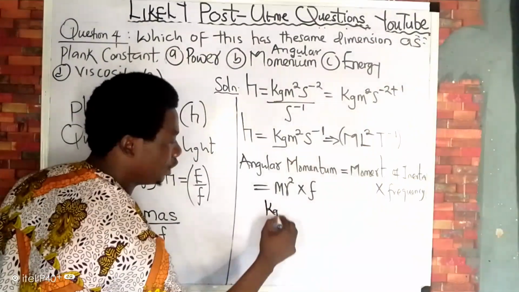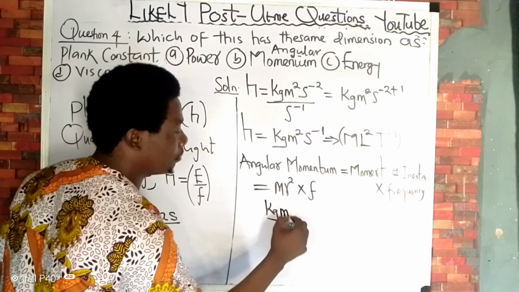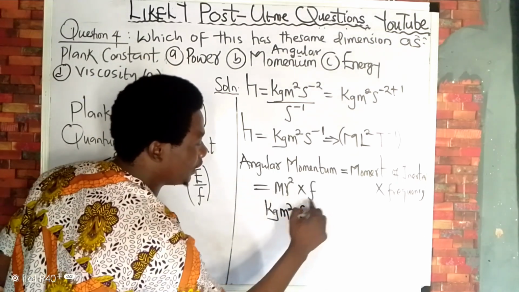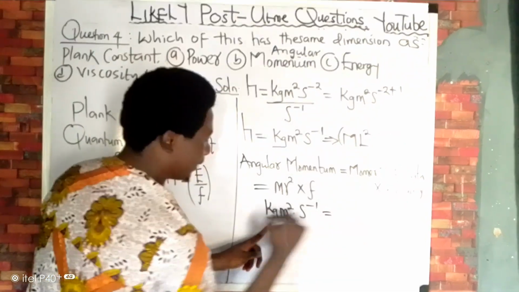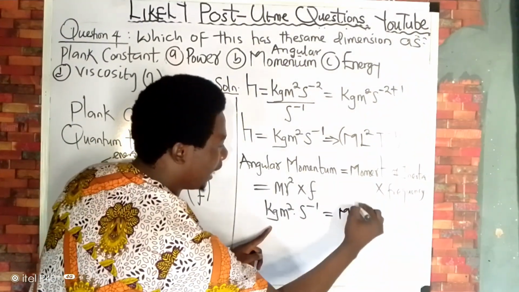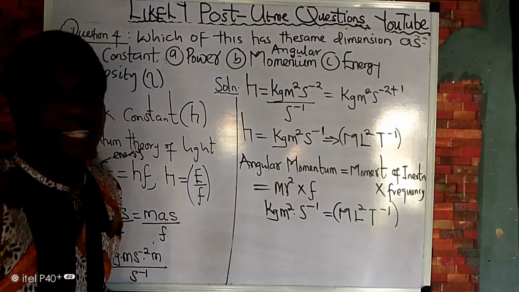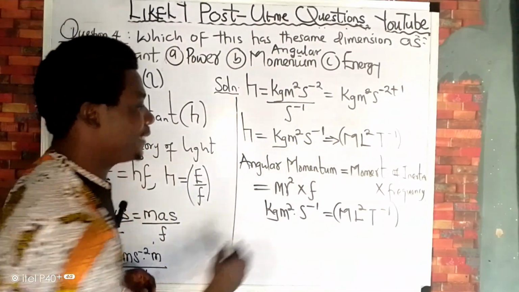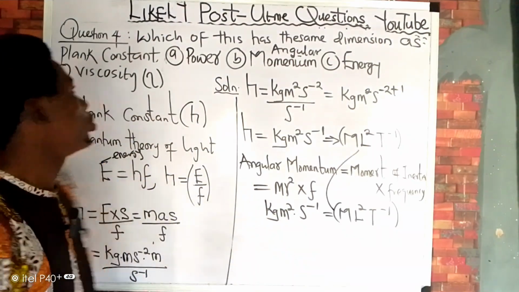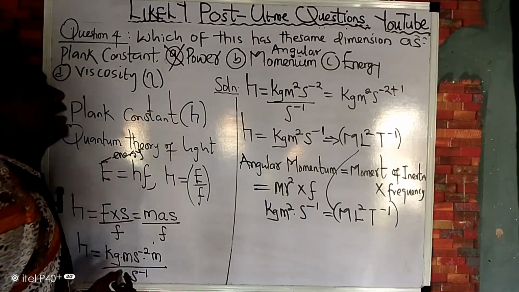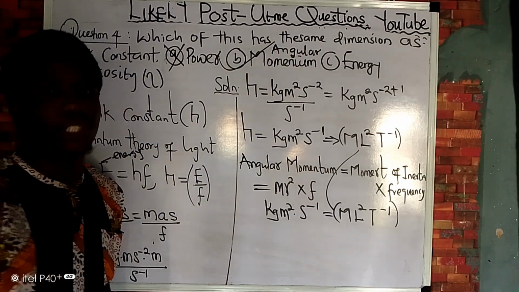Mass is kilogram. This is r, which means distance, so you have meter squared. Then frequency gives -1. Let's see something. We are going to get the dimension of M L squared T -1. So it should be noted today that Planck constant has the same dimension as angular momentum. So the answer is angular momentum because they have the same dimension.